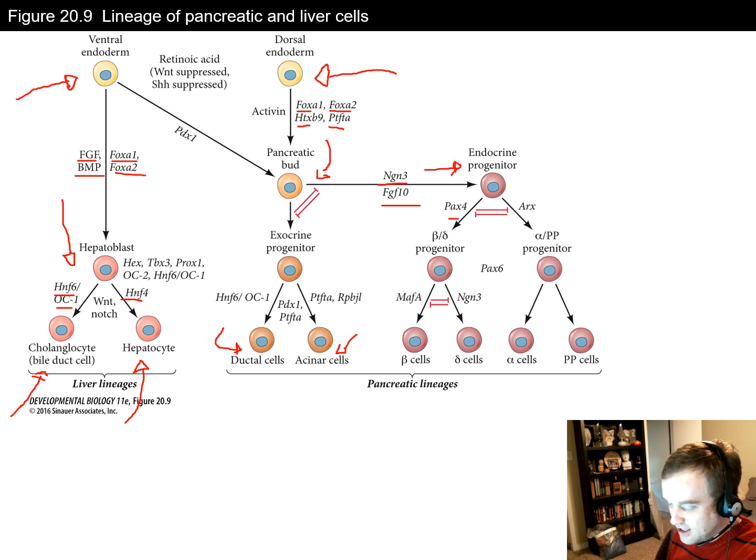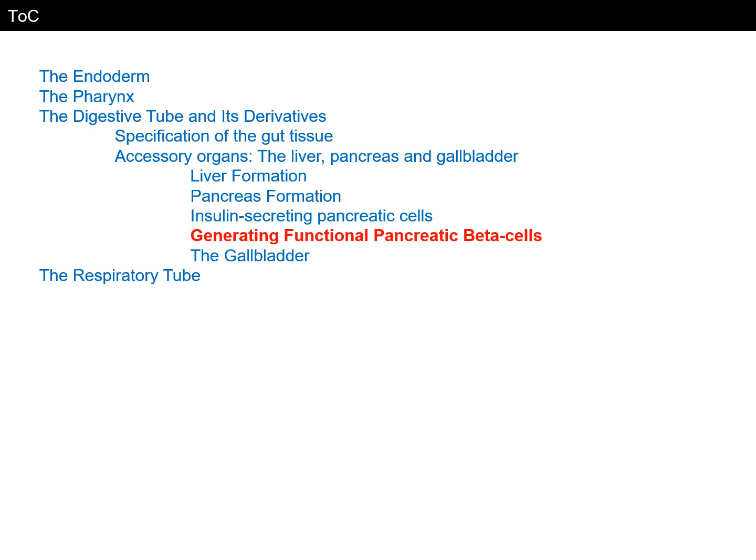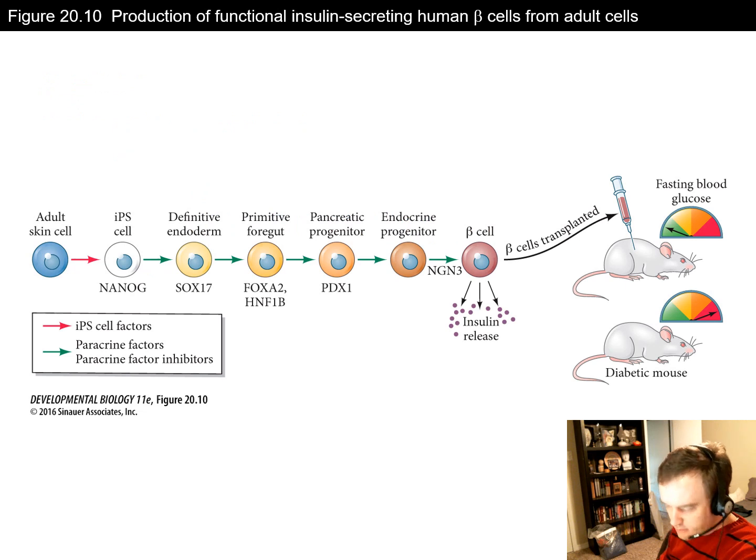And through a cascade of different genes here that I'm not going to name all of, you can become beta cells, alpha cells, PP cells, etc. So knowing this fate mapping of the specification of cells such as pancreatic cells leads to the possibility of using them for therapeutic purposes.